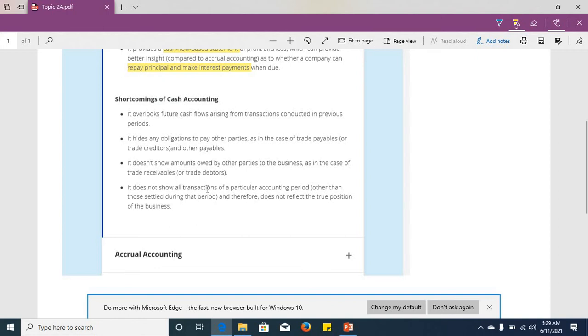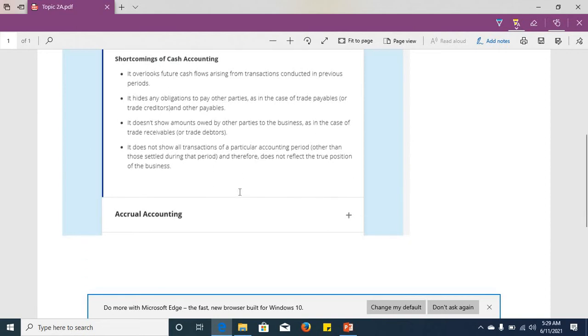It does not show all transactions of a particular accounting period other than those settled during that period, and therefore does not reflect the true position of the business. It doesn't reflect the true position. Why? Because it ignores certain transactions which happened during that period, right?